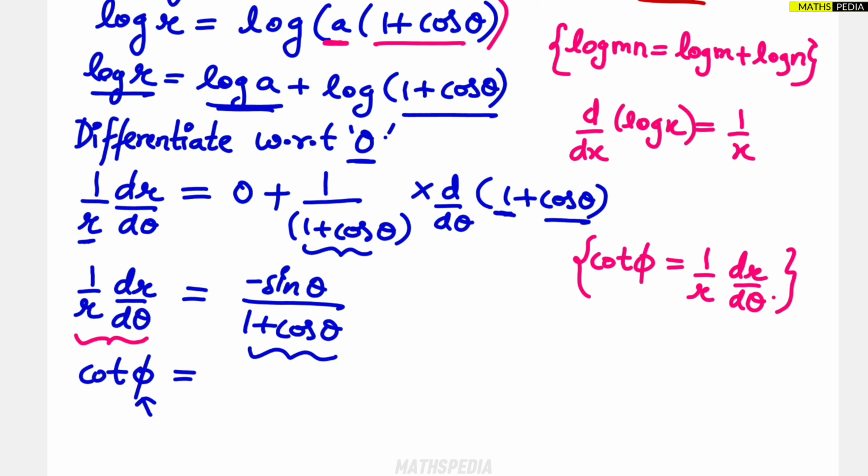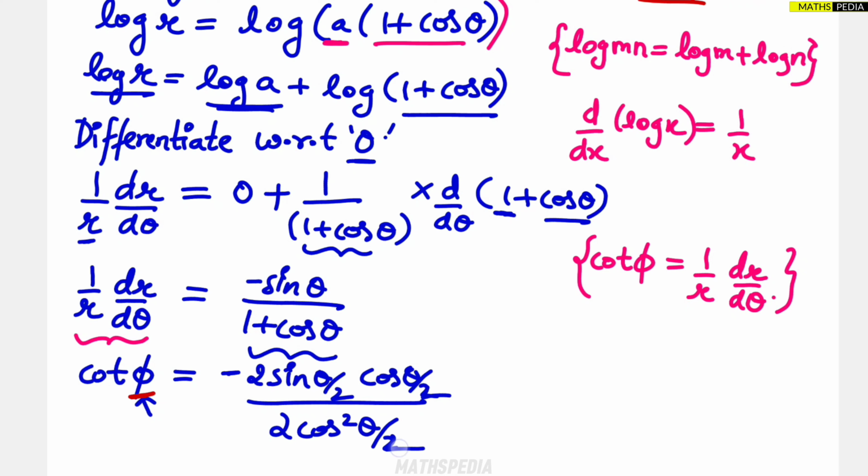This particular phi is nothing but the angle between radius vector and tangent. Now in this RHS part, we have to get the value of phi. In order to get the value of phi, we have to get the RHS part in terms of cot, or tan is also fine, because tan can be converted into cot and vice versa. So this RHS part we will try to bring into cot form or tan form. So sin theta can be written as 2 sin theta by 2 cos theta by 2, and 1 plus cos theta can be written as 2 cos square theta by 2. Simple concept. From where I got this formula, we'll try to analyze that.